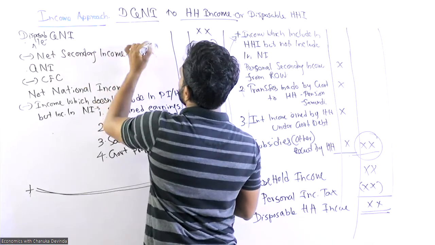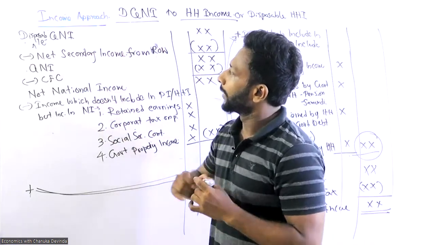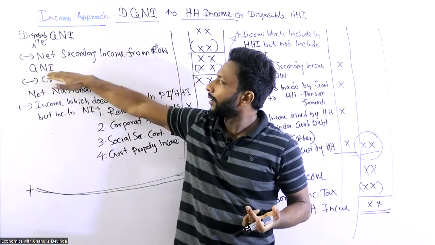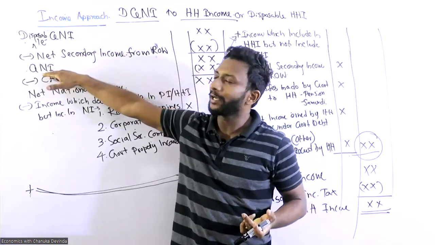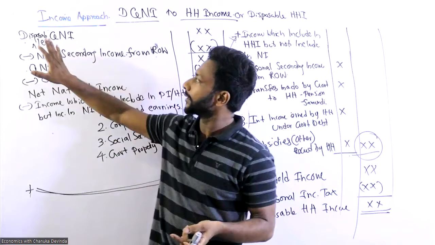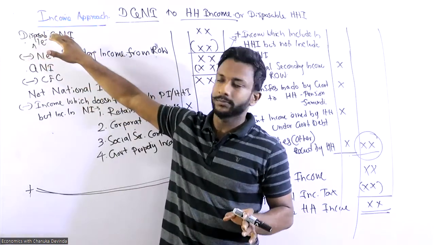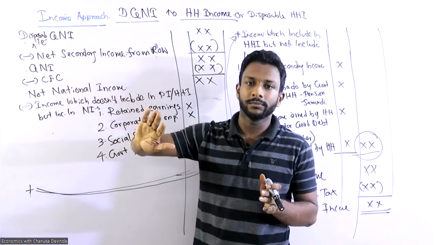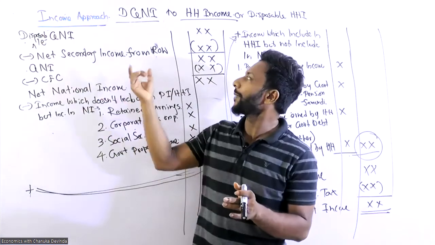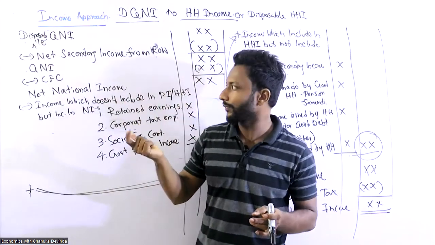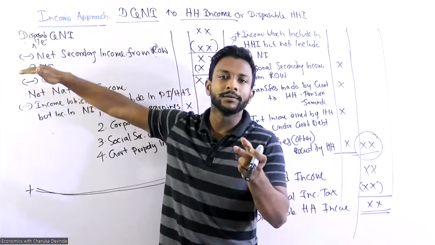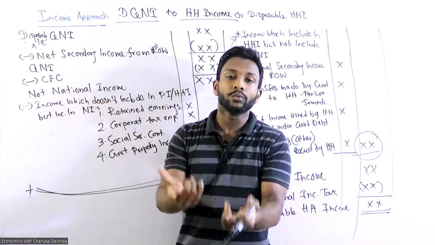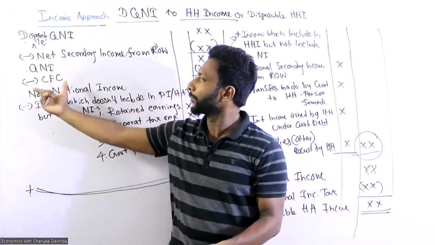From rest of world. If you remove secondary income receipt from disposable gross national income, you can obtain gross national income. Right here, initially it was disposable gross national income, and if you remove the transfers received by rest of world, that means secondary income received by rest of world, you can obtain gross national income. The disposable part will be removed. And then if you want to take net national income, just remove the consumption of fixed capital.